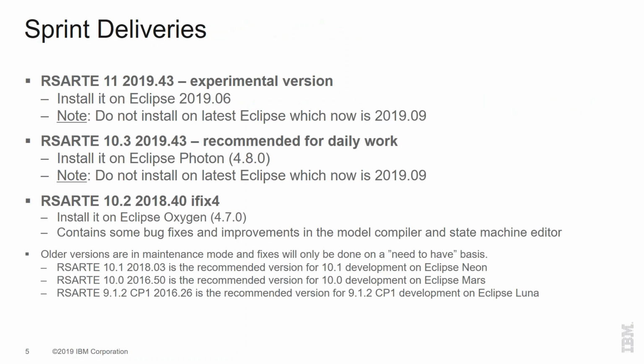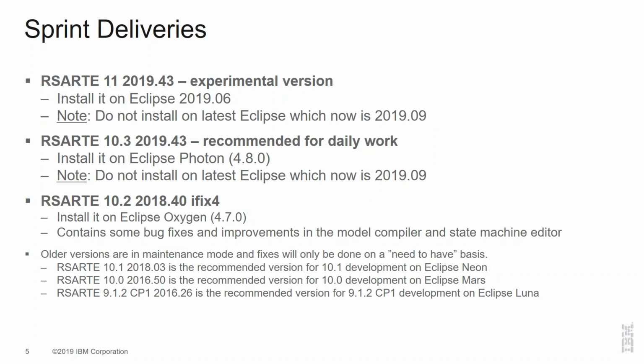So the sprint deliveries after this sprint is actually 3 deliveries. We have, for the first time, shipped a new version 11, a new major version of RSRT and RTist. This is an experimental version that should be installed on Eclipse 2019-06. So that is the summer release of Eclipse. Right now, the latest version is 2019-09, but you should not use that.